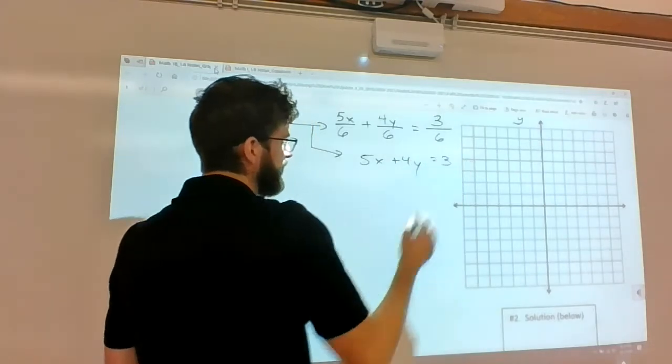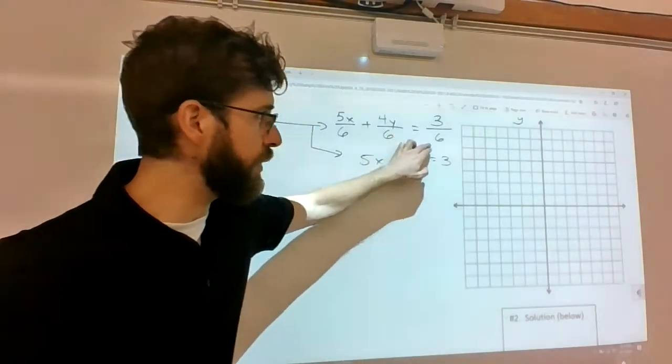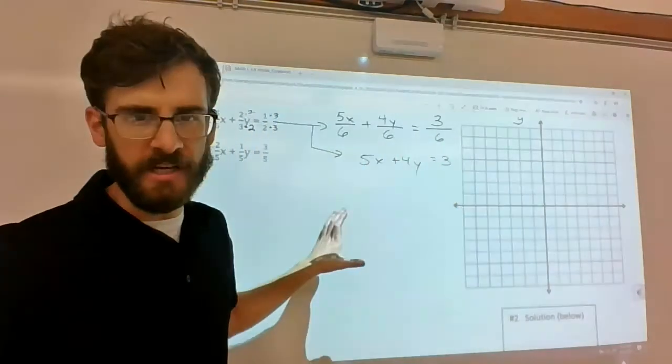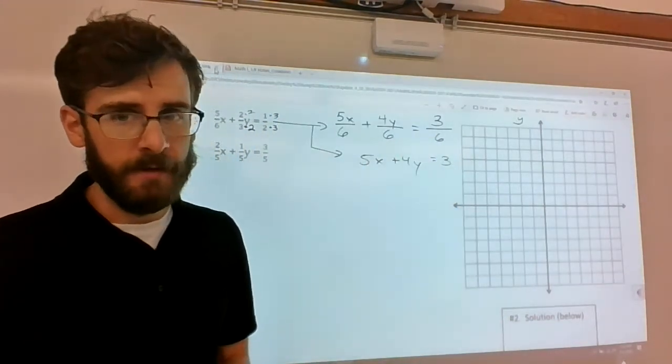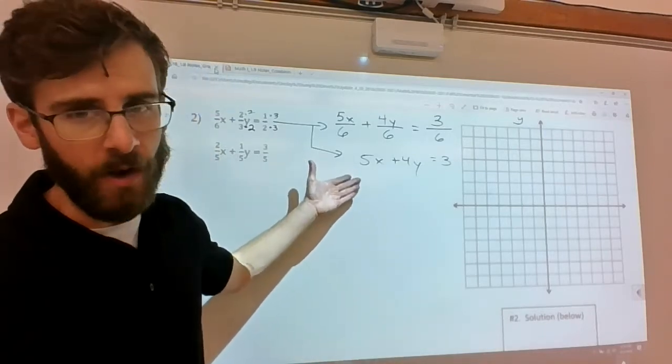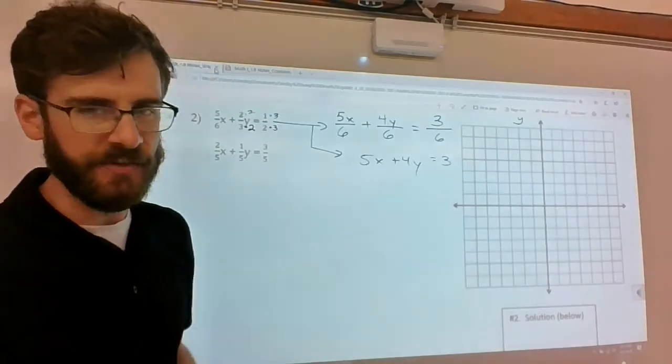Now that everybody is speaking the same fraction language, you can get rid of that part of the equation. And now it's a relatively tame piece of information. Can I get y by itself? I think so.